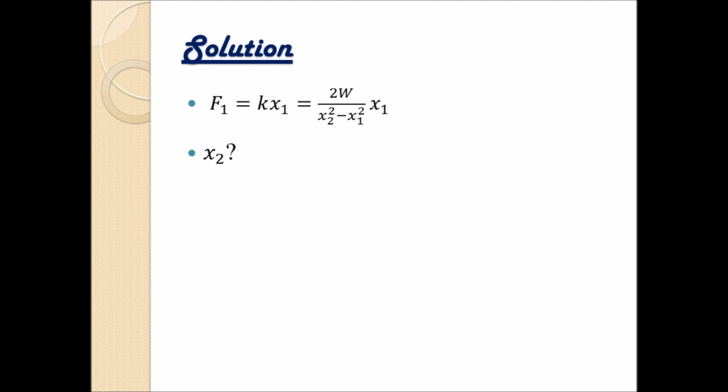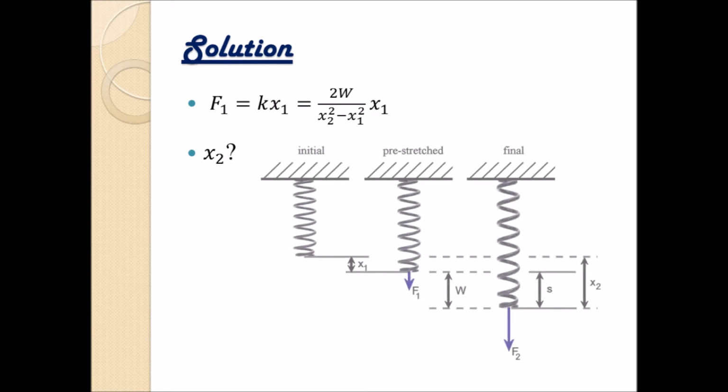and there is still an x2 which we don't know much about, or do we? Well, if we have an additional look at our sketch, we can see that yes, we do know something about x2. x2 is simply x1 plus s, the distance we are going to stretch our spring additionally.